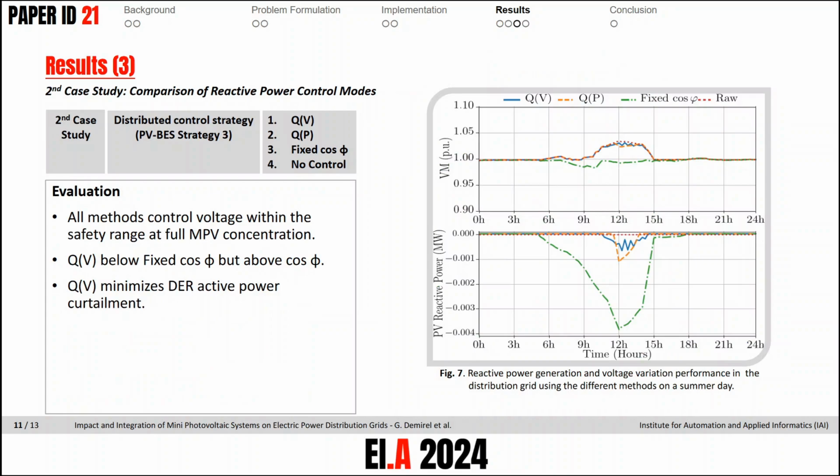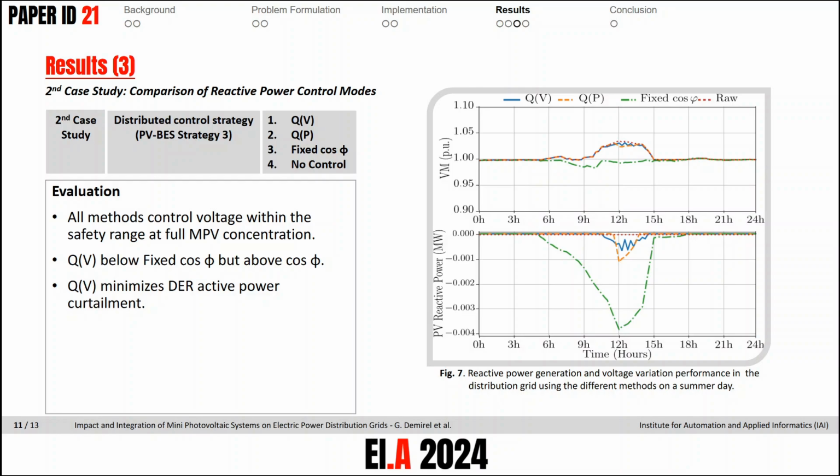In the second case study, we compared different reactive power control methods using distributed control strategy 2. We evaluate how each voltage control method performs. Figure 7 illustrates the reactive power generation and voltage fluctuation performance using different methods on a summer day. The solid blue line represents Q of V, the orange dashed line represents Q of P, the green dashed line shows fixed cos phi, and the red dashed line indicates no control.